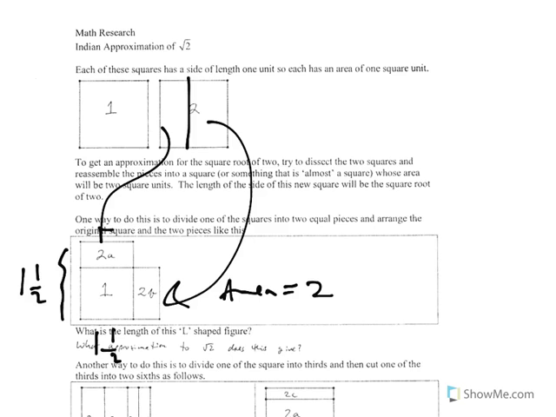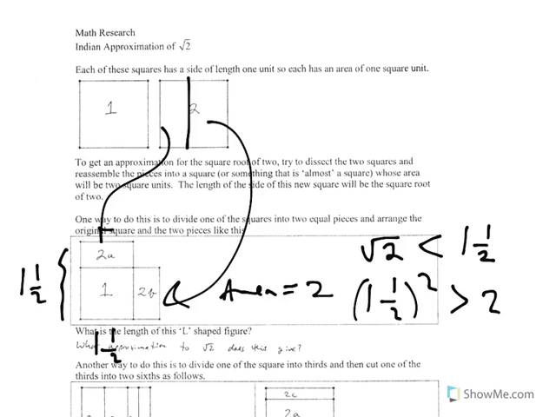And what this means is that from this we could say that the square root of 2 is somewhat less than 1.5. Another way to say that is that 1.5 squared would definitely be bigger than 2, because 1.5 squared would be this entire square, including this kind of missing piece there. However you want to think about it.